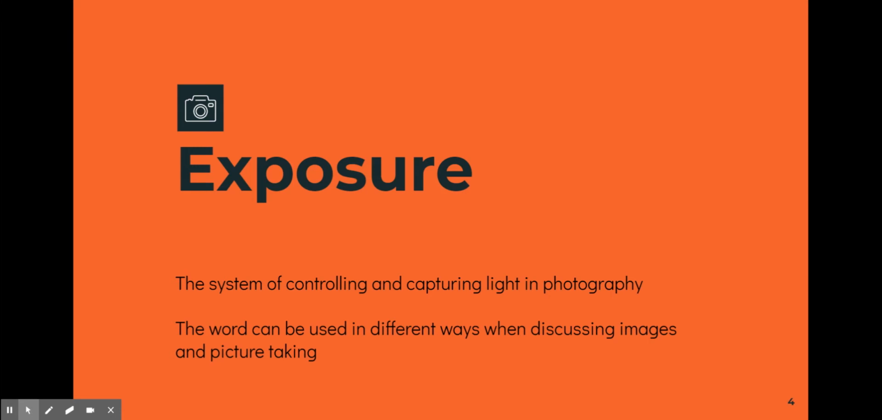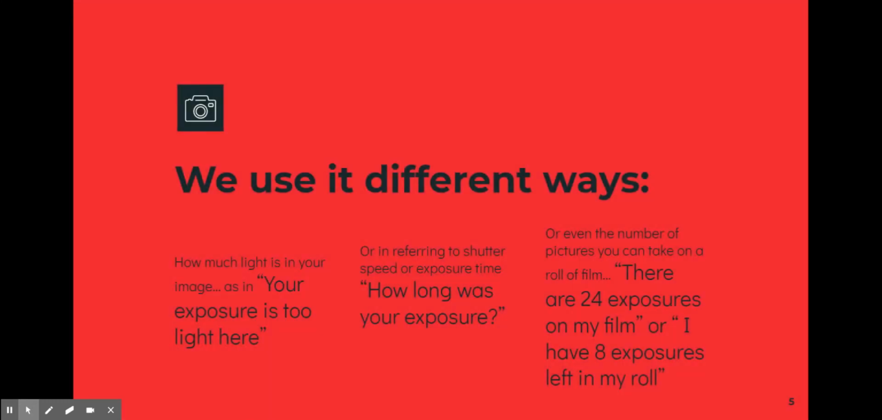Exposure is controlling and capturing light in photography, but the word itself can be used in different ways when discussing images and picture taking. Exposure is a very common word in photography. It can mean subtly different things, and they all have to do with the act of capturing light. It's both a verb and a noun. Your exposure can be too light or too dark, too long or too short, but it can also mean the number of pictures you have left to take on your roll of film.